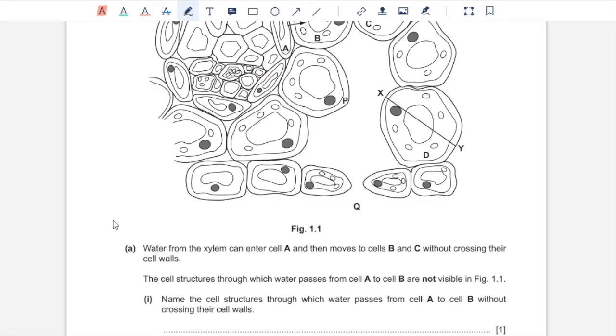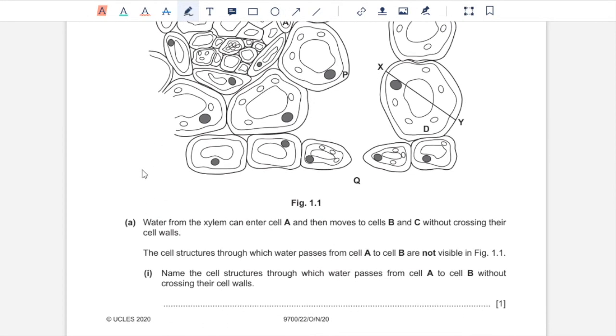Water from xylem can enter cell A and then move to cells B and C without crossing their cell walls. So that would be through the symplast pathway. The cell structures through which water passes from cell A to B are not visible in figure 1.1. Name the cell structures through which water passes from cell A to B without crossing their cell walls. The structures would be plasmodesmata.